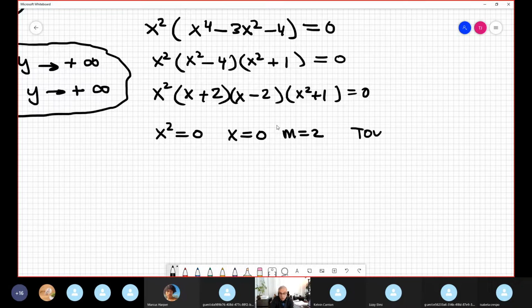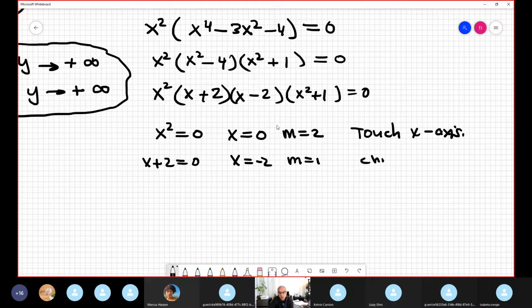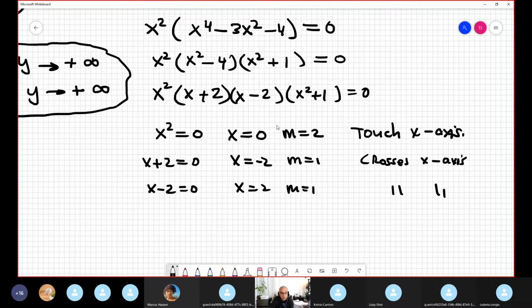Therefore, it touches the x-axis. The second is x plus 2 equals 0. When you solve for x, it's negative 2, multiplicity 1. Then, cross the x-axis. And the third is x minus 2 equals 0, x equals positive 2, multiplicity 1 again. Same idea, cross. And this guy gives x squared plus 1 equals 0.